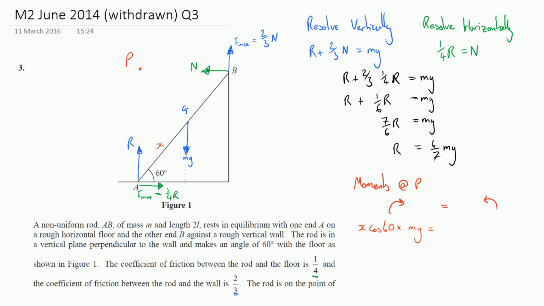Now acting in the opposite direction is going to be the force that I've got at the top here, which is 2/3 of N, and that is acting at a distance of 2l multiplied by cos 60. So the whole length of this is 2l cos 60. And the other thing that's acting in my anti-clockwise direction, so I need to add on to that, is a quarter of R at the bottom, and the distance from my point P is going to be 2l sine 60.